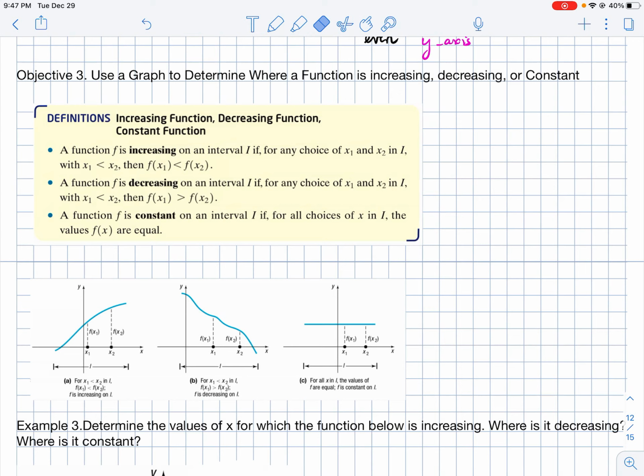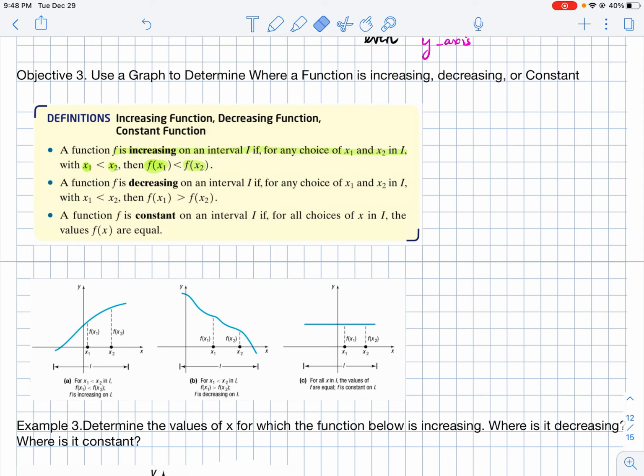Objective number 3. Use a graph to determine whether a function is increasing, decreasing, or constant. Definition of increasing. The function f is increasing on the interval I if for any x1 and x2 in I with x1 less than x2, then f of x1 is less than f of x2. You understand x1 and x2 represent the input, and f of x1, f of x2 represent the output.